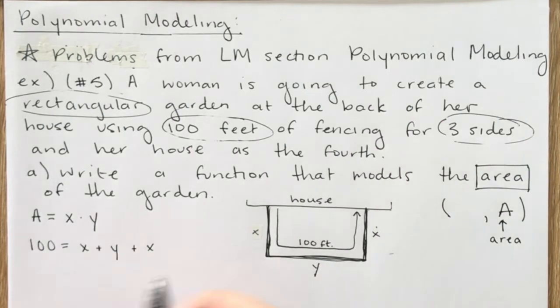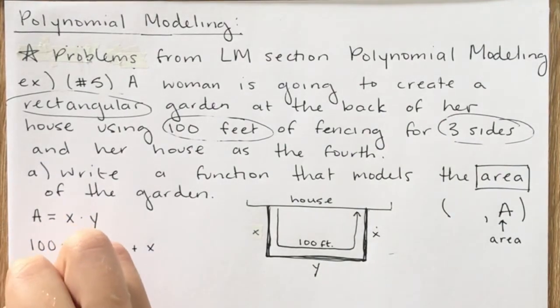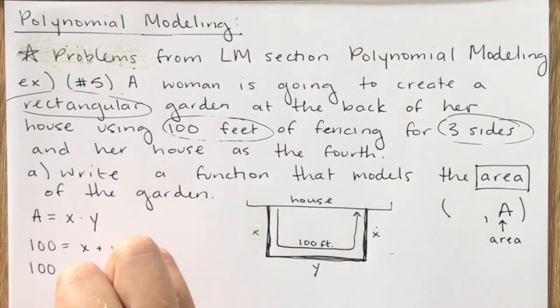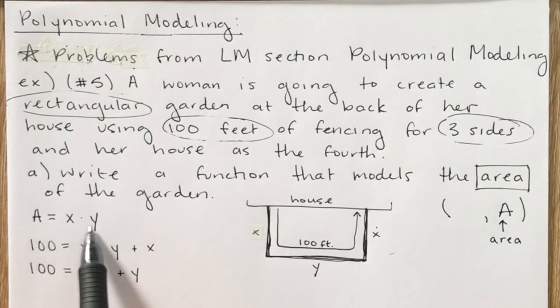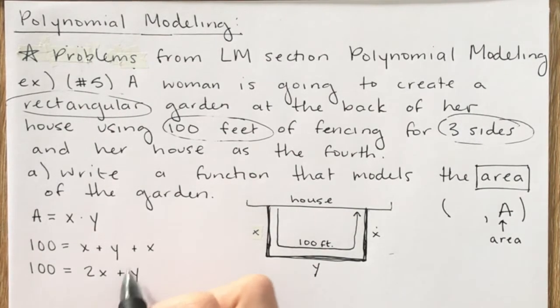Let's combine like terms here. So we have 100 equals 2x plus y. Well, we said we wanted to figure out what one of these variables was in terms of the other. We can do that just by solving this equation for one of these variables. So which one is going to be easier to solve for? Probably y, right? Because it's already got a coefficient of 1.